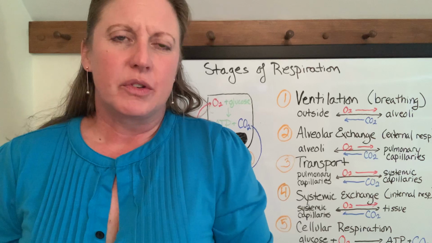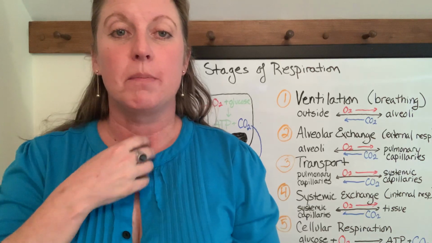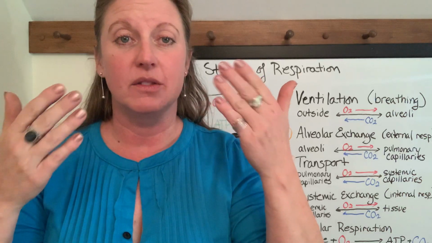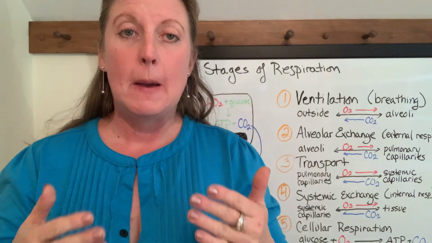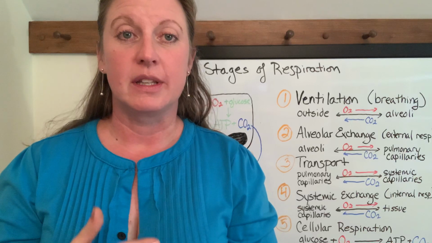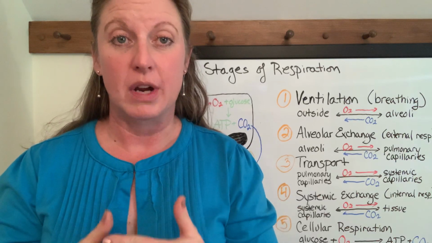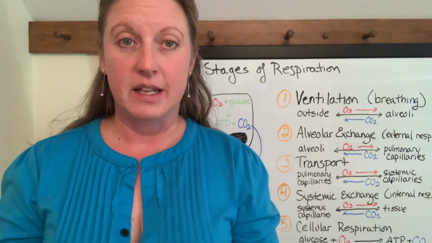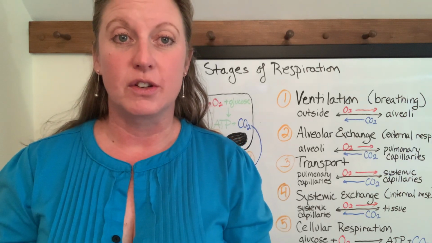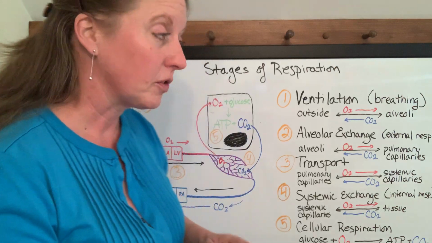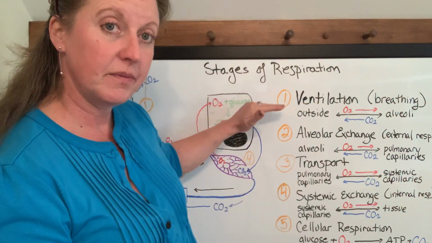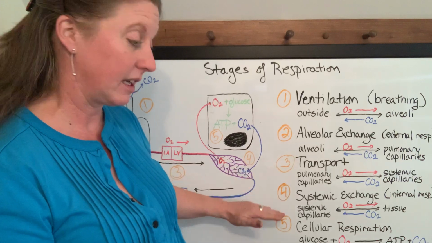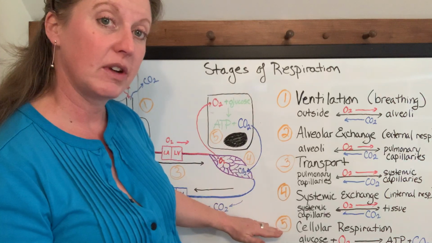Now, it's easy to think of the respiratory system as nothing more than the pipes and air sacs that make up our lungs and the process of getting air in and air out. But the respiratory system is actually there to support the process of respiration, which takes place throughout the body. So, to put this in context, we need to talk about the 5 stages of respiration. Now, those 5 stages are ventilation, alveolar exchange, transport, systemic exchange, and finally cellular respiration.